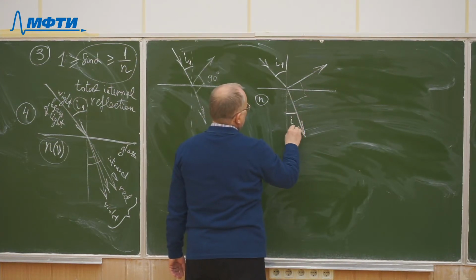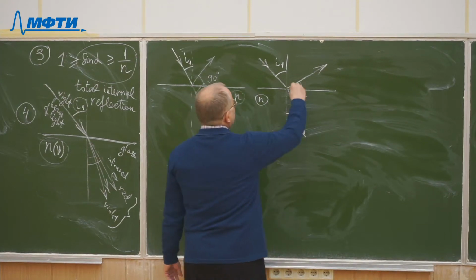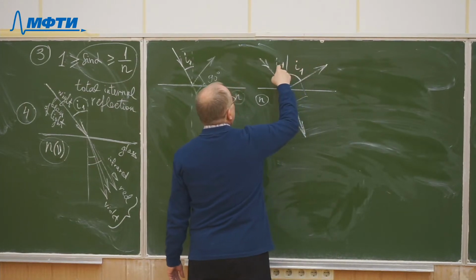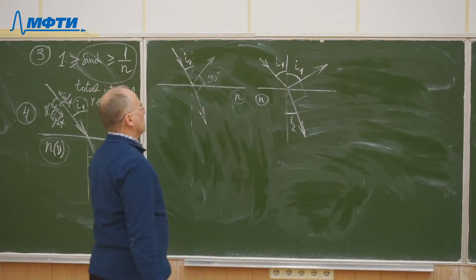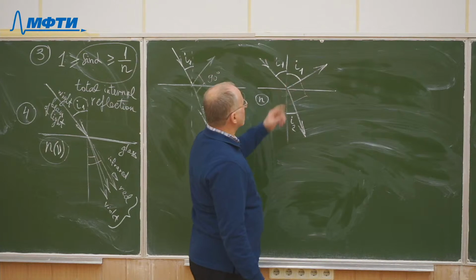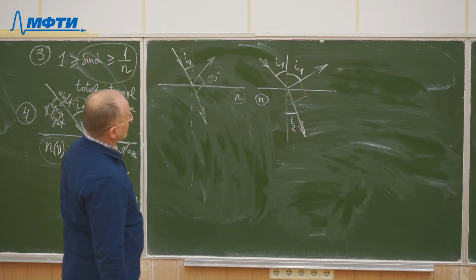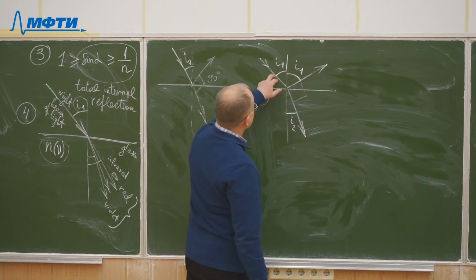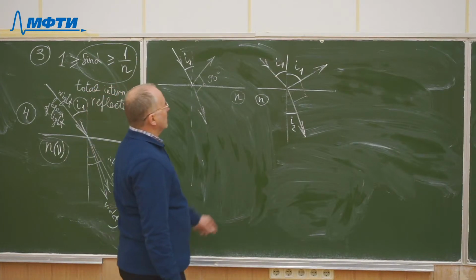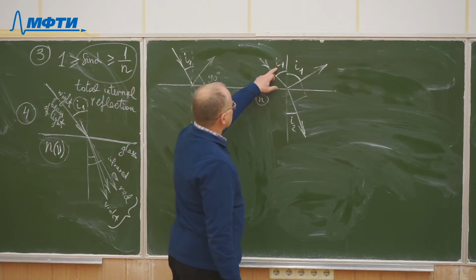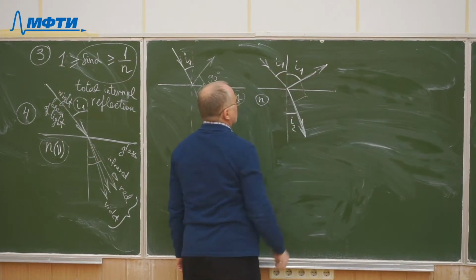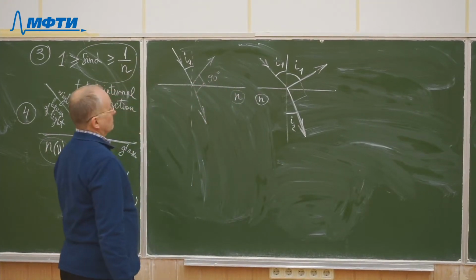So this will be I2. And this angle of reflection certainly equals the angle of incidence. According to the law of reflection, the reflected beam and incident beam go at equal angles, which is not obvious from my picture, but nevertheless these two angles are equal. And we must find this angle I1 such that these two beams of light propagate at 90 degrees, at right angle to each other.